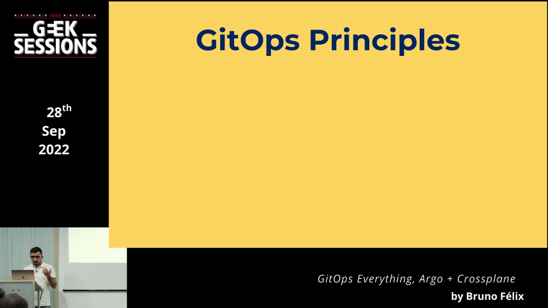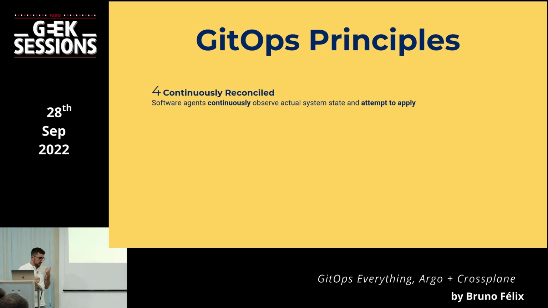The fourth principle is that it must be continuously reconciled. And that is the main point of GitOps, in my honest opinion. It's the most interesting point of this whole GitOps workflow: it must be continuously reconciled.